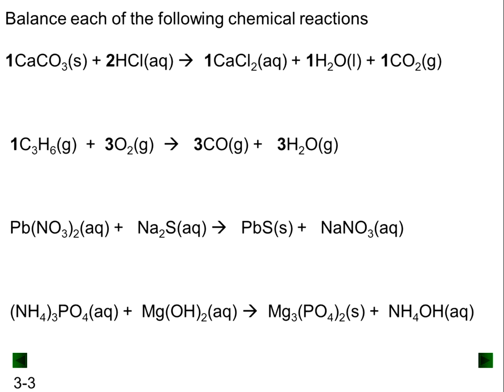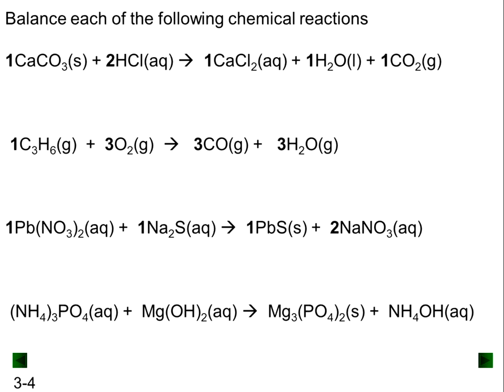Next up, we have lead-2 nitrate reacting with sodium sulfide to produce lead-2 sulfide and sodium nitrate. We can have 1 lead atom and 1 sulfur atom from each of our first 2 compounds that will give us lead sulfide. We'll have 1 there. And if we do this, then we'll have 2 moles of sodium nitrate in our reaction.